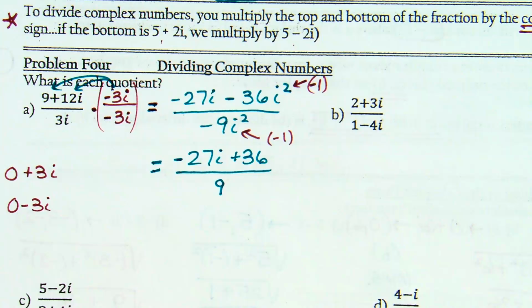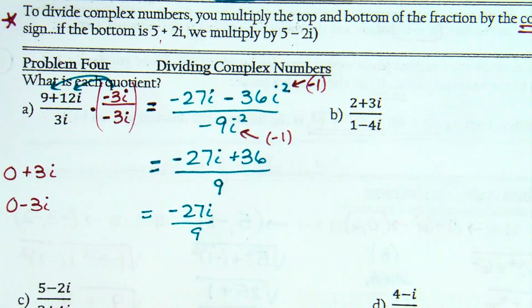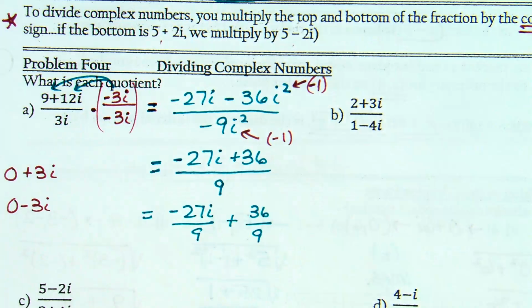Has to go with both pieces. That one denominator goes with everything in the numerator. So I'm going to split it up as negative 27i divided by 9 plus 36 divided by 9. And thus making the point that 9 goes in both denominators. Now, obviously, if you can divide, you want to go that next step.